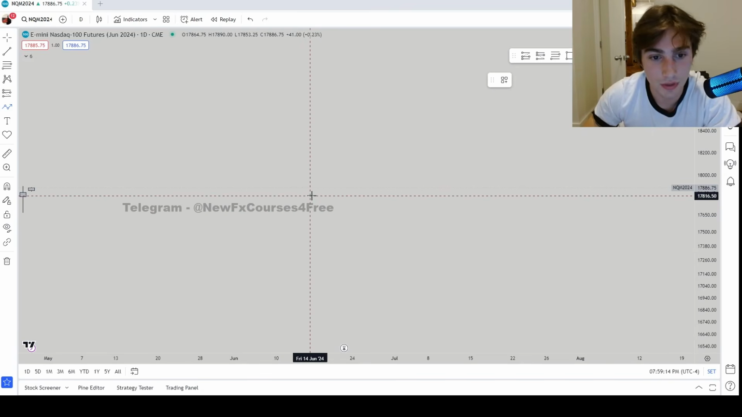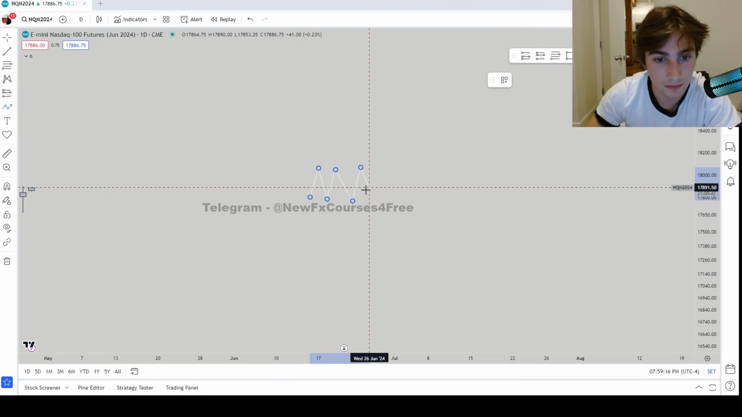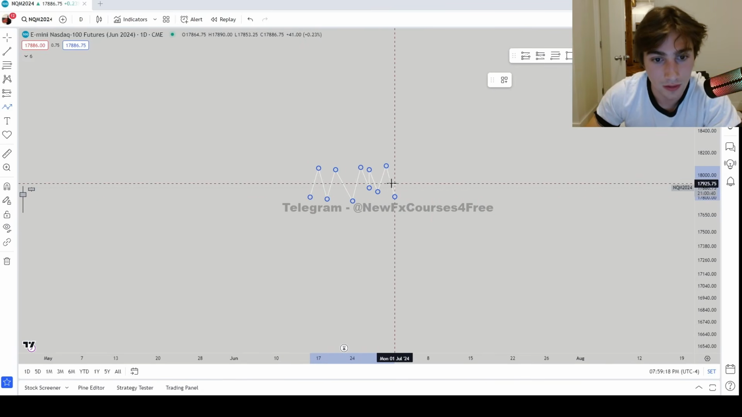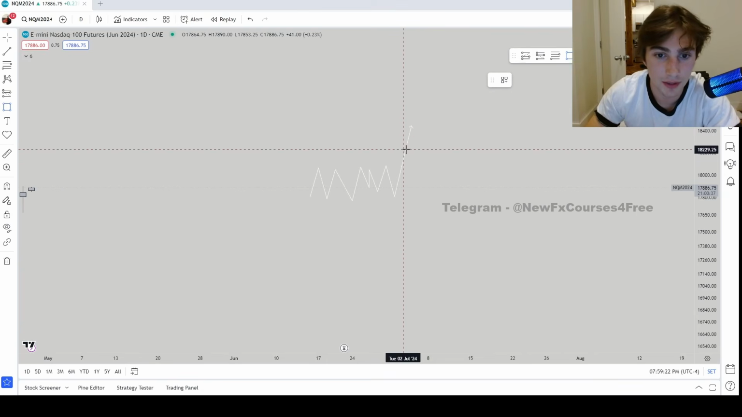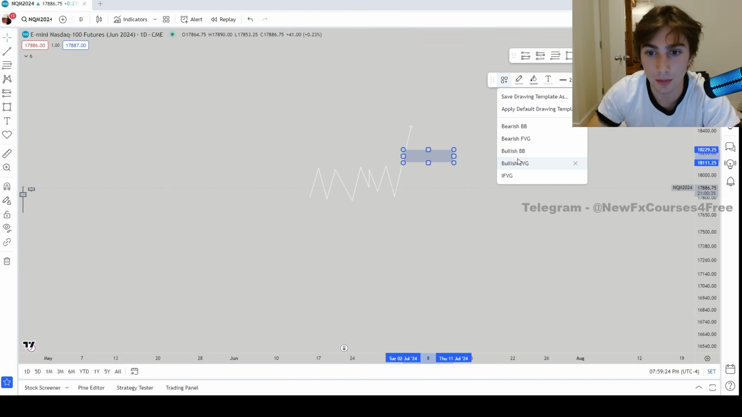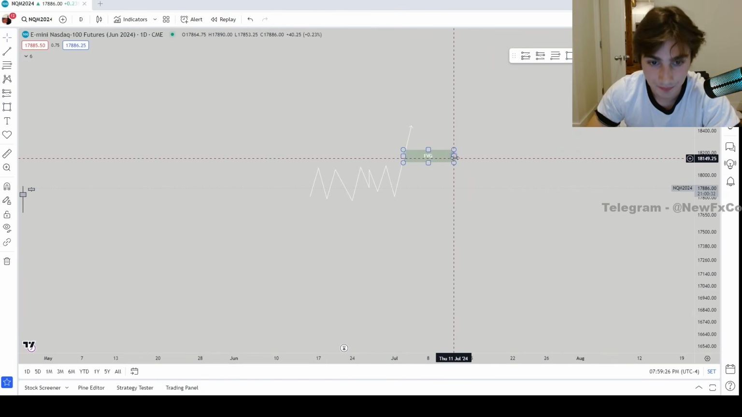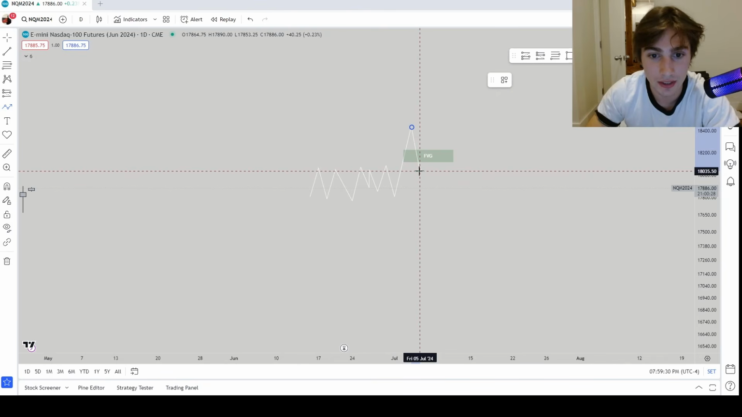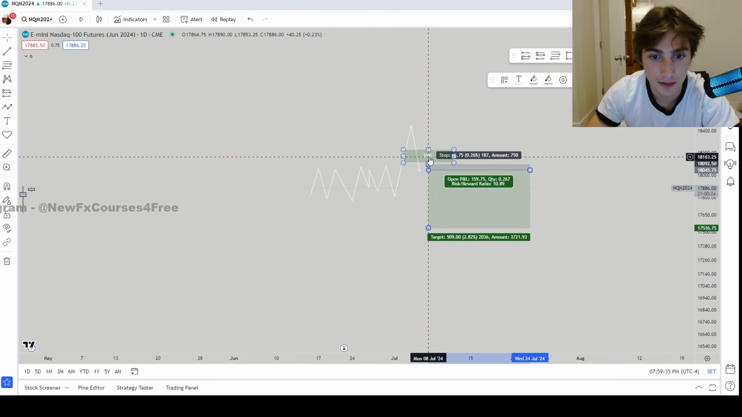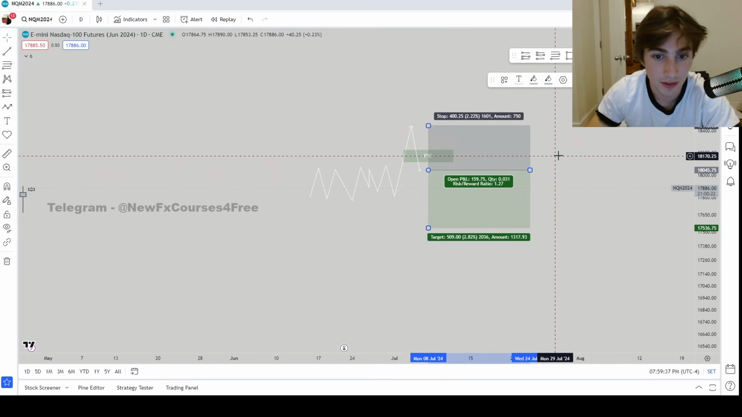Let's go over this one more time, right? We accumulate. Price manipulates up. What happens in the process of us manipulating up right here? We create a bullish fair value gap. Now what do we wait for? An inversion of this fair value gap. We get a clean inverse. What can we do? We can enter right here and start targeting our targets.